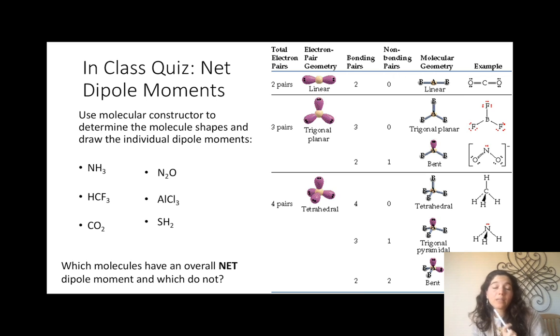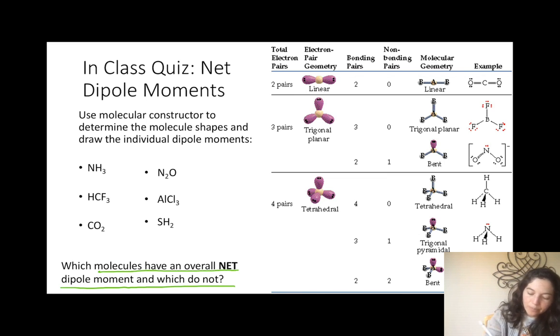Okay, so for the last part of this video, I'm going to let you draw some of your net dipole moments, draw out your vectors, your dipole moment arrows, and try to figure out if the following molecules have net dipoles or not. So the question is, which molecules have an overall net dipole moment and which do not? If it has a net dipole, it's polar. If it does not, it is nonpolar.